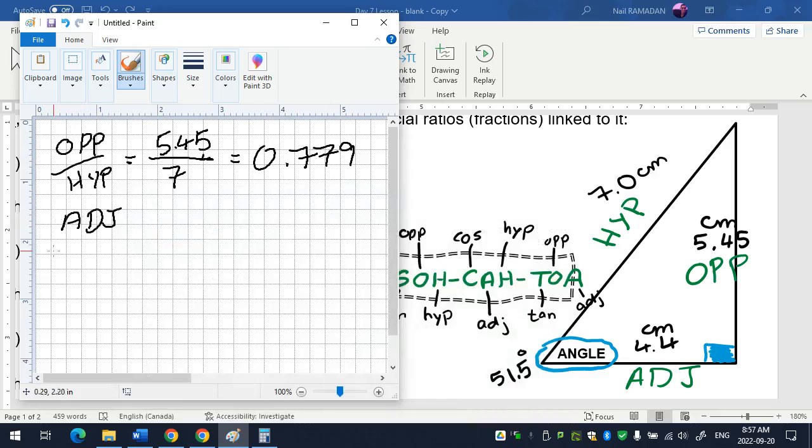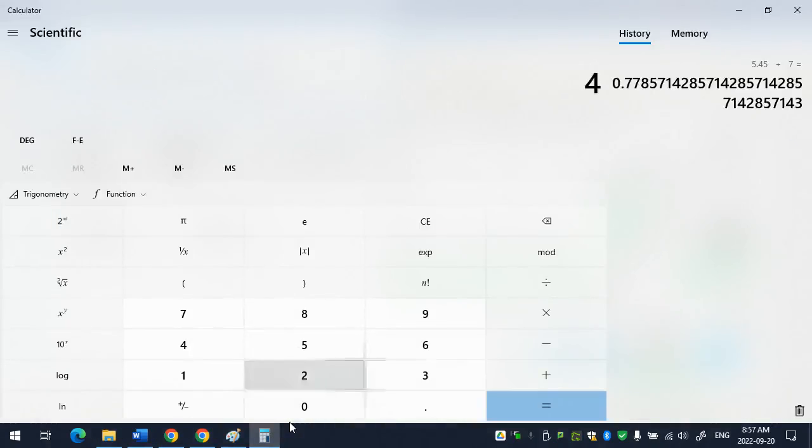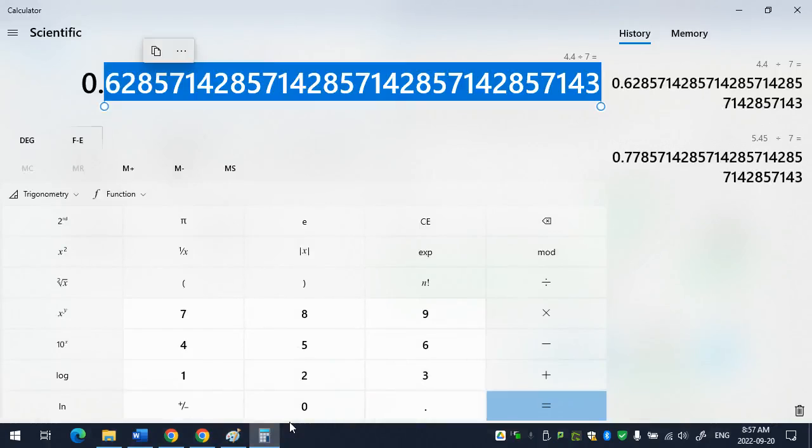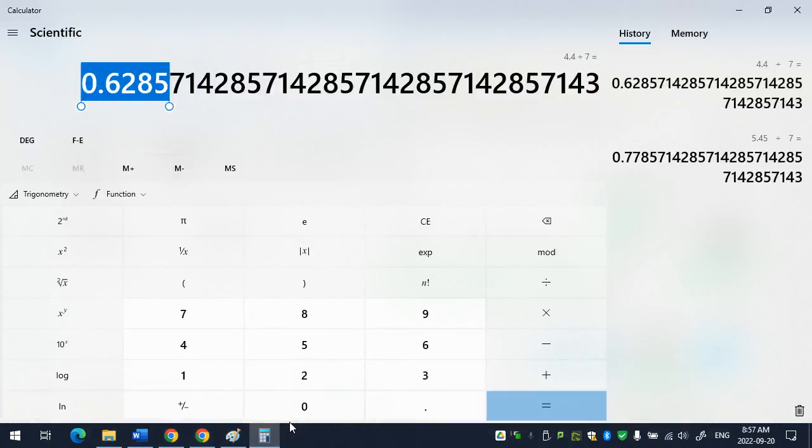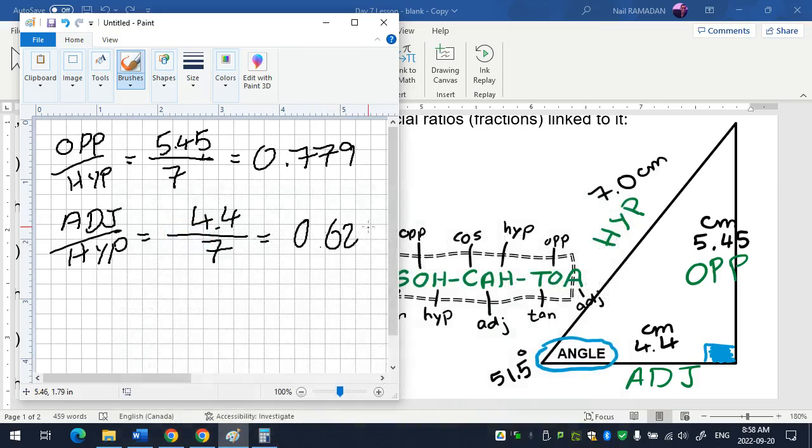Adjacent over what? Hypotenuse. What's my adjacent? 4.4. What's my hypotenuse still? 7. All right, yet another calculation. 4.4 divided by 7. Let's cut it at 3. What would this be? 629. Thank you. So 0.629.